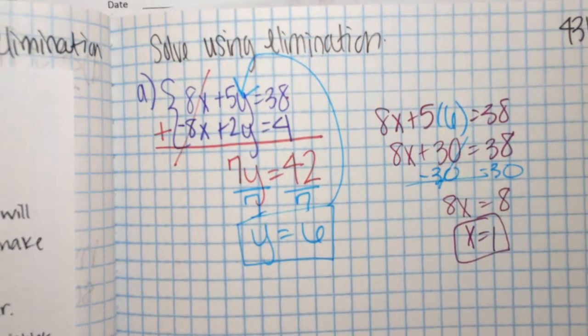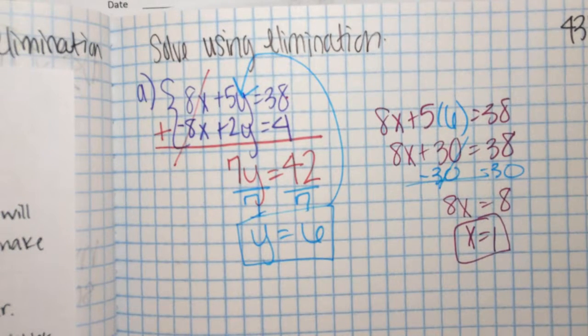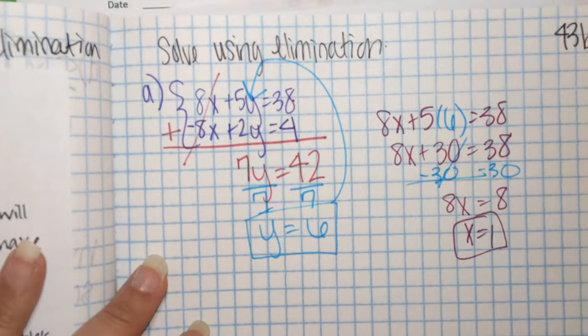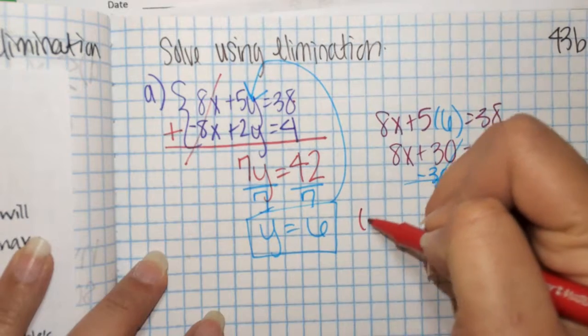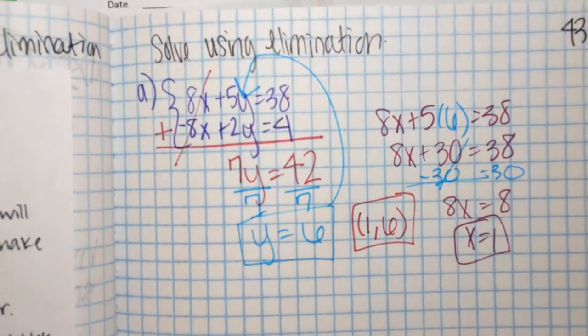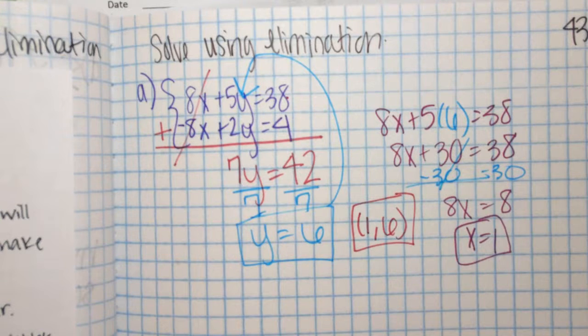Alright, so what's our answer? Is it 6, 1 or 1, 6? It's 1, 6. You gotta write it, though. Which way is it? 1, 6. Are you sure? Yes, I'm sure. It's always x, then y, no matter which variable you solve for first. 1, 6.